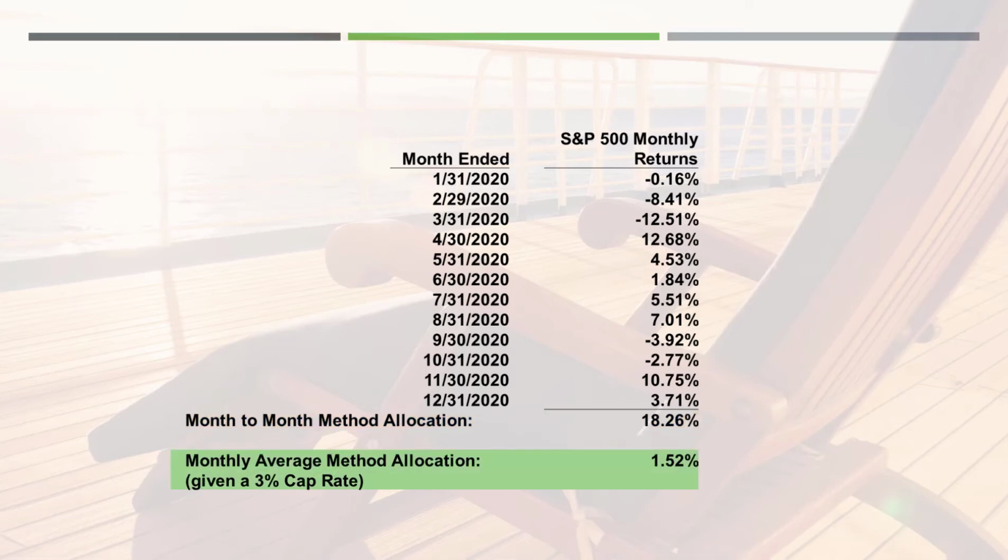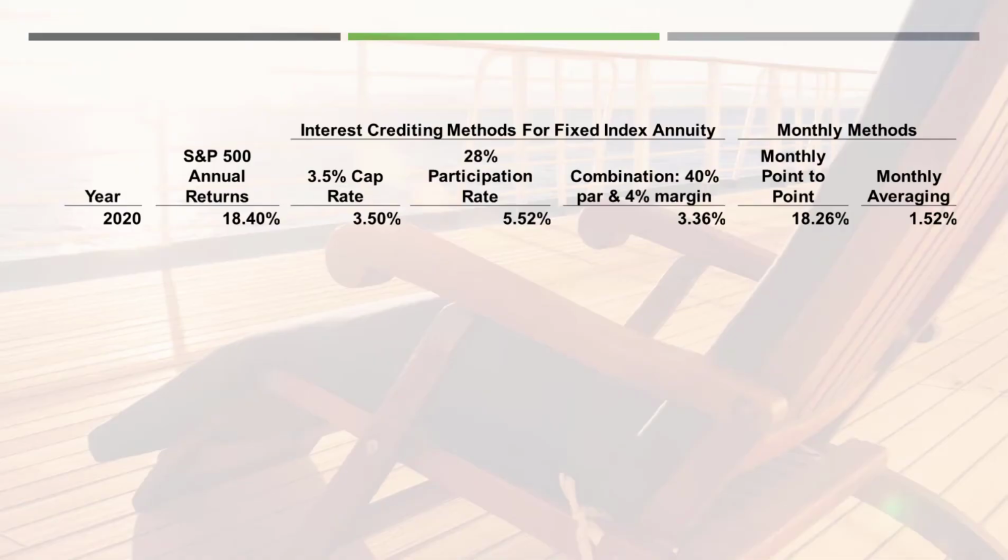As you can see, the monthly averaging method is the most conservative of all methods and is subjected to the interest crediting method, of which a cap rate of 3% was used in this example. Depending on the insurance carrier that you select for your fixed indexed annuity, you may actually have the option of several interest crediting methods within your fixed indexed annuity. You also may have the option of using several different market indexes, of which the S&P 500 is just one of those index choices. Now let's look at all of the methods on one slide for the year 2020.